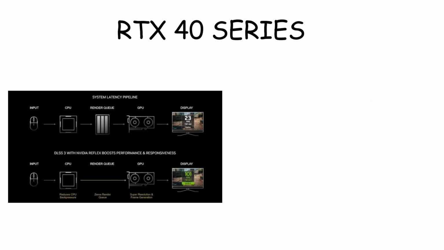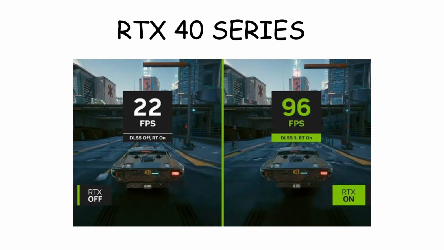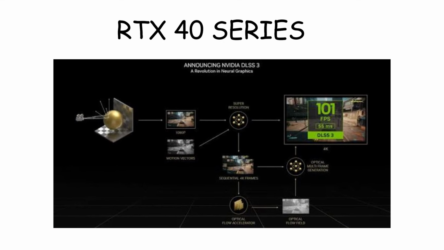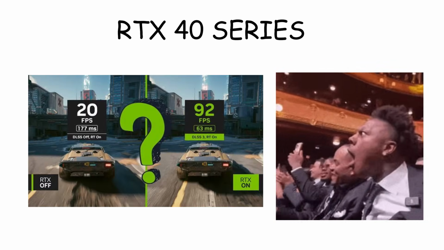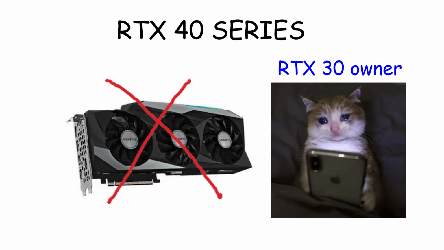The RTX 40 series also introduced DLSS 3 with frame generation. Instead of just upscaling the image, frame generation uses AI to create entirely new frames between existing rendered frames. This can nearly double your frame rates in supported games. But it only works on RTX 40 series cards and above, which frustrated RTX 30 series owners greatly.